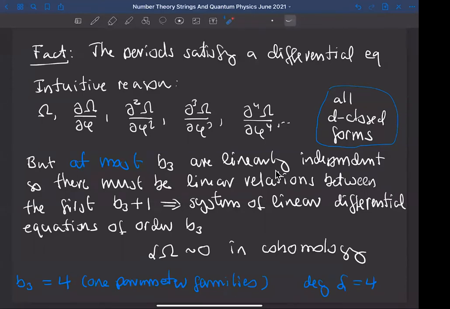In this talk, I'm going to be discussing one parameter families of Calabi-Yau manifolds. In one parameter families, that means h21 is one. So when we have one complex structure parameter, and because b3 is one plus h21 plus h12 plus one, that means that b3 is four, right? So in that case, the degree of this operator is four.